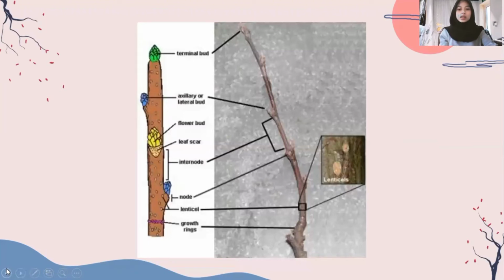Here there is a stem structure that is visible, namely terminal bud, axillary or lateral bud, flower bud, leaf scar, internode, node, lenticel, and ground rind.